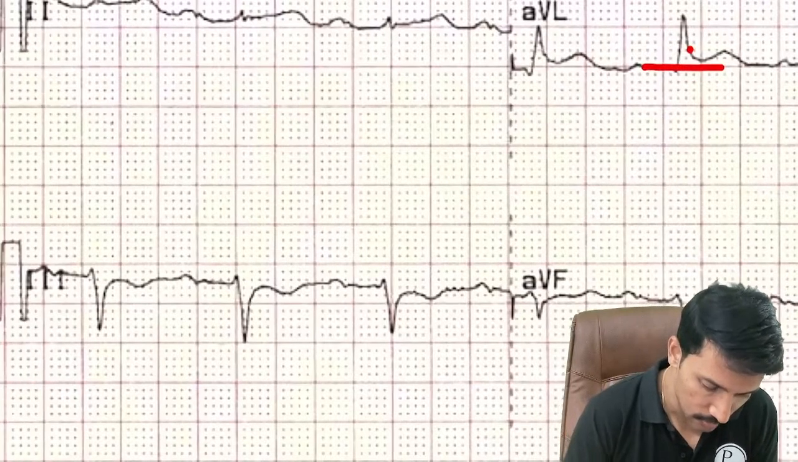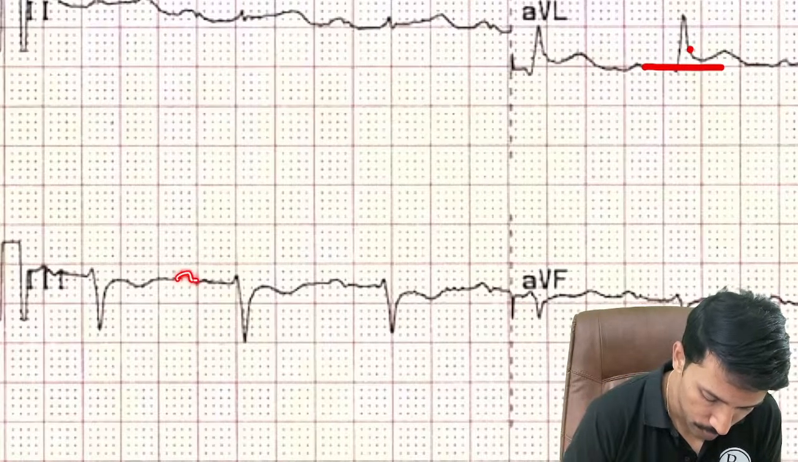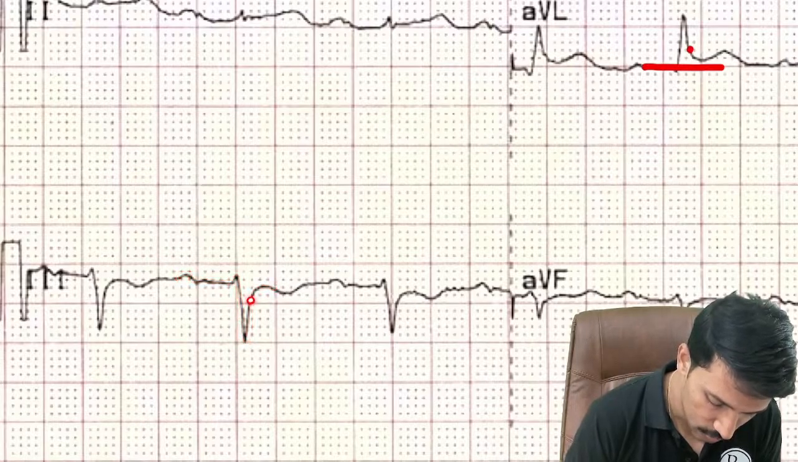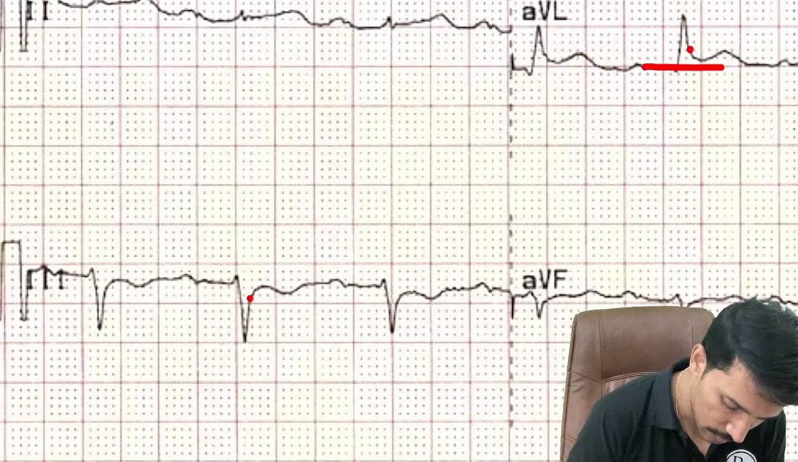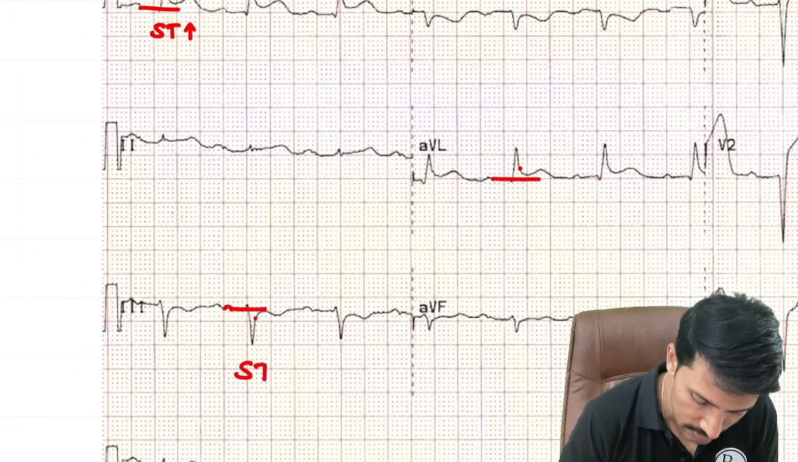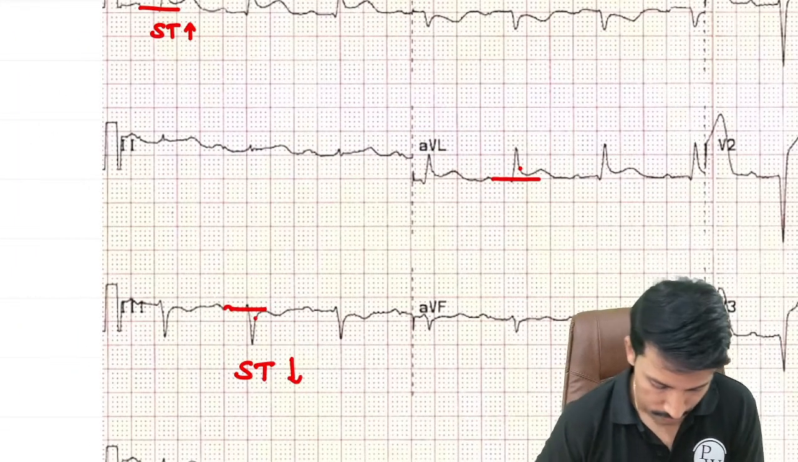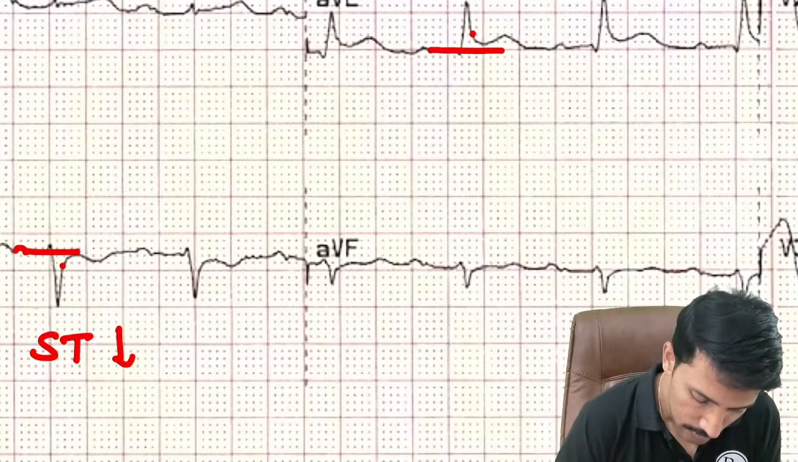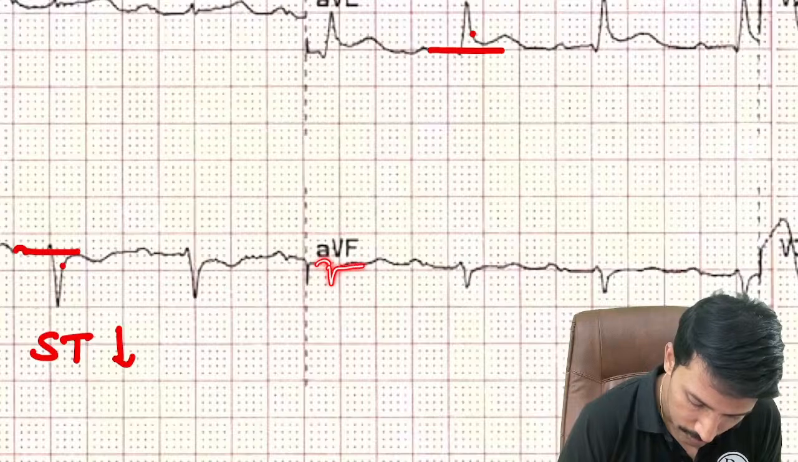So when I look at lead 3, what do I notice? PR segment, right? I have a deep S comes up here, an angle formed here. So that is going to be my J point. So this J point is definitely below the baseline. So in lead 3, I can confidently say that there is ST depression. Then what about the lead AVF?